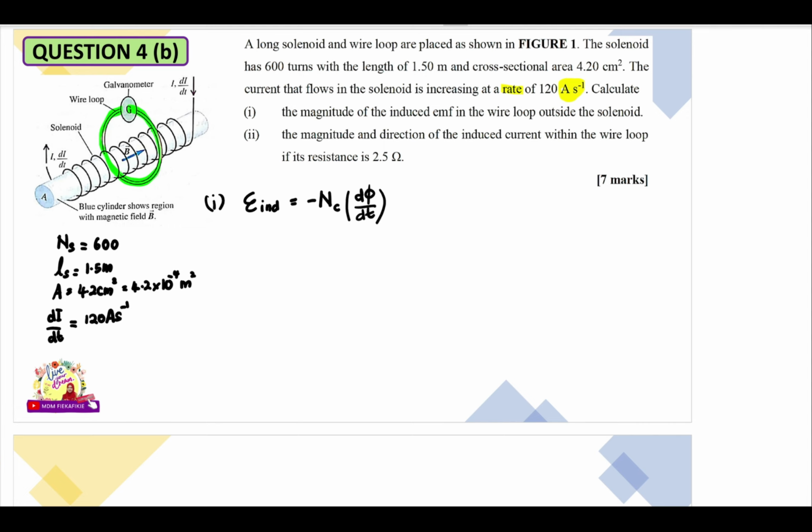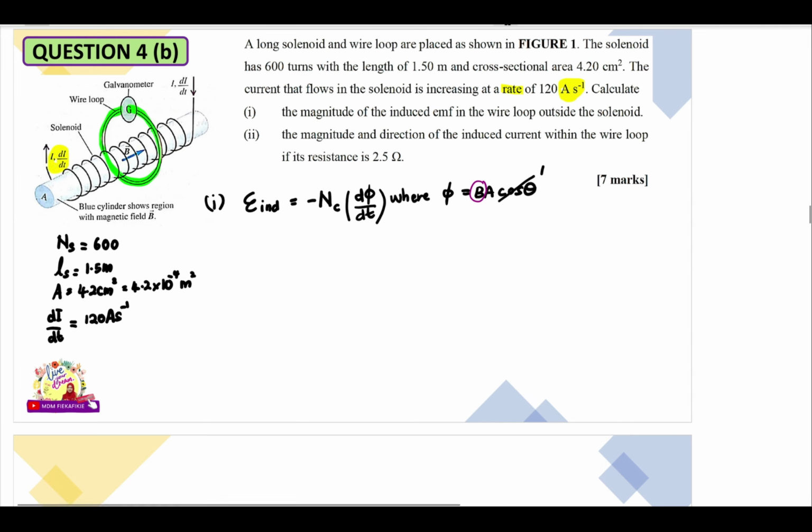So d phi over dt, and as we know the equation for magnetic flux is equal to BA cos theta. We consider this as cos 0, which is 1, so the magnetic flux equals BA. B is the magnetic field. What formula do we use for the magnetic field? Where does the magnetic field come from? The magnetic field comes from the solenoid, so in the middle of the wire loop there is a magnetic field. This magnetic field can change because of di over dt, the rate of increase of current.